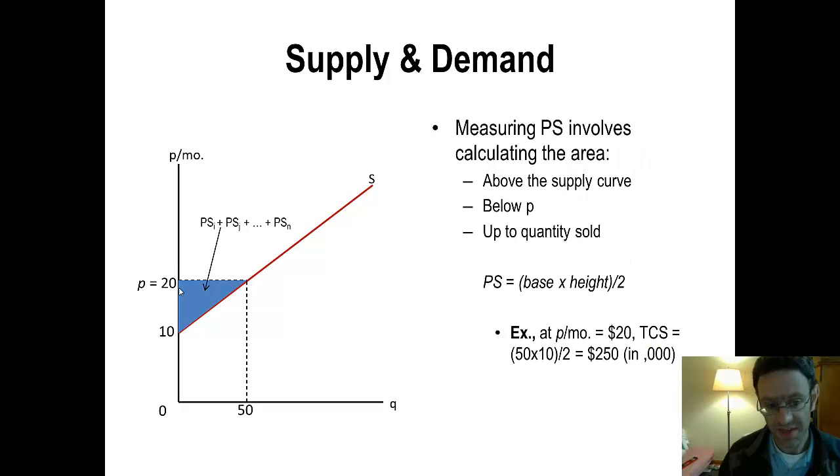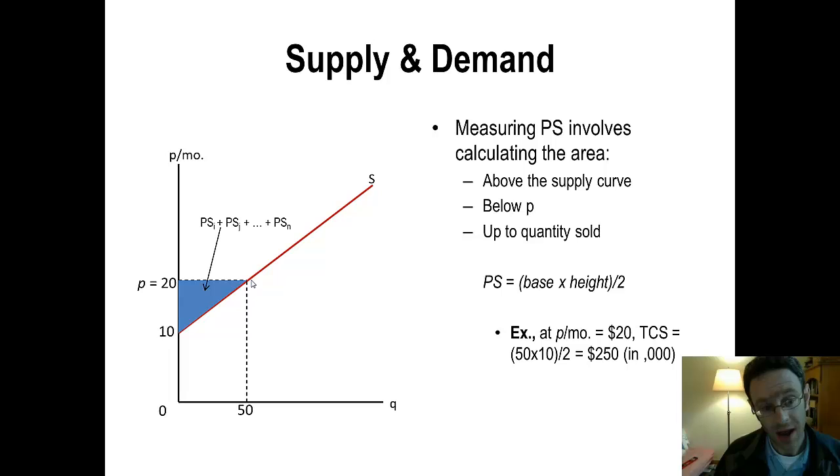And the way that I like to quickly identify what that producer surplus is visually is it's always going to be the area below the price in the marketplace, in this case 20, the area above the supply curve, i.e. the area above every seller's economic cost, and up to the quantity that actually gets supplied, in this case 50. So using that heuristic, we've identified this blue triangle as measuring total producer surplus.